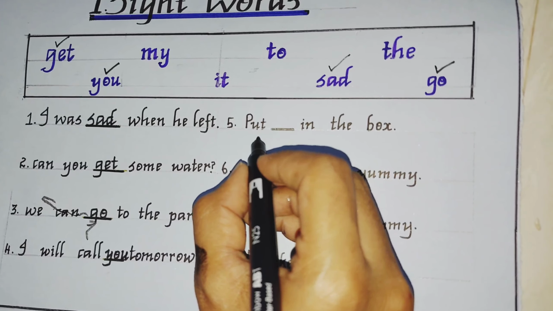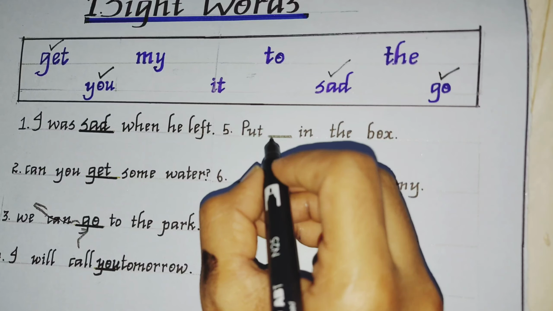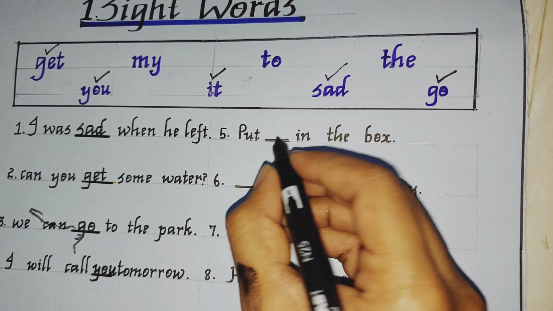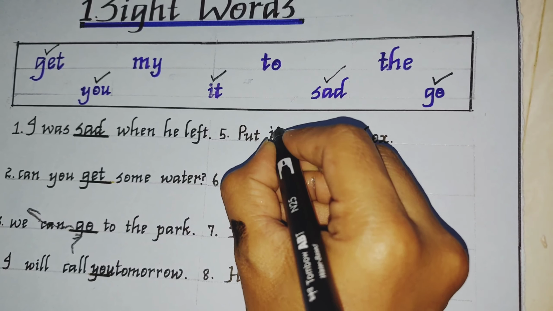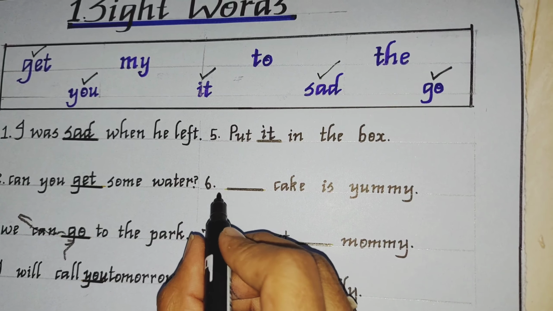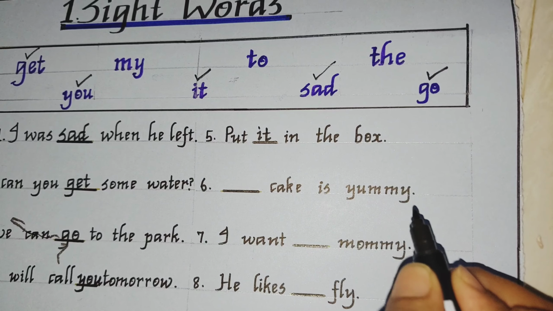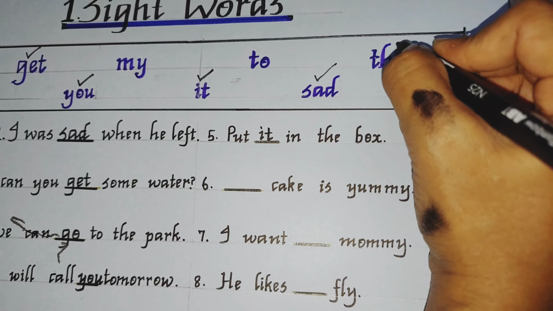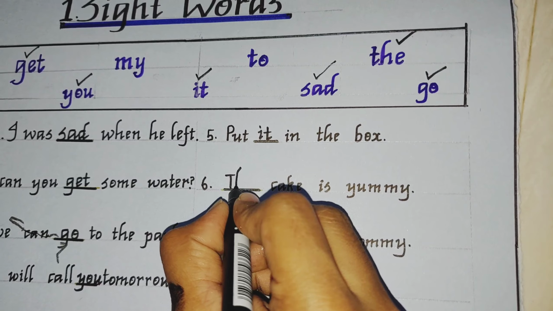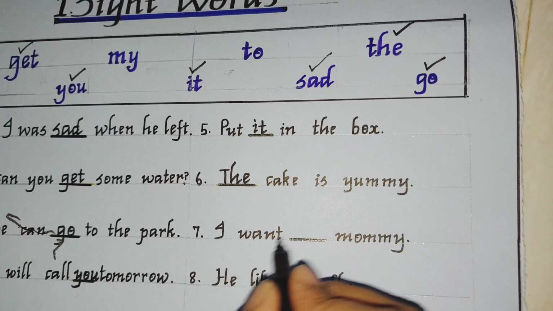The fifth sentence is put dash in the box. The answer is it. Put it in the box. The sixth sentence is dash cake is yummy. The answer is the. T-H-E. The cake is yummy.